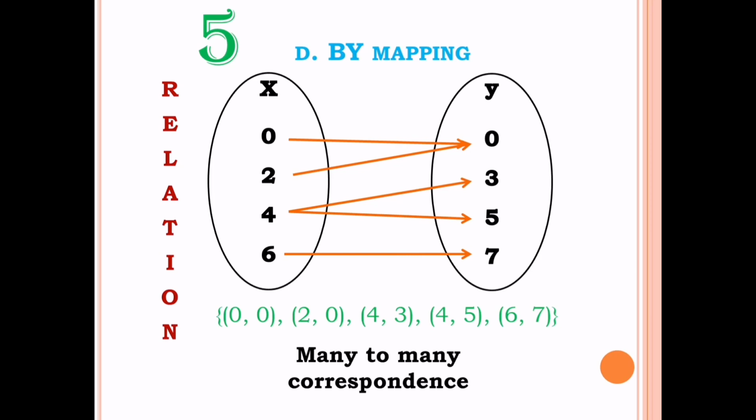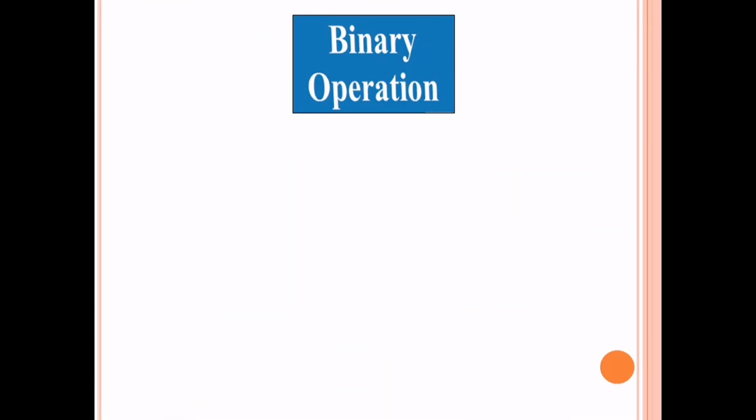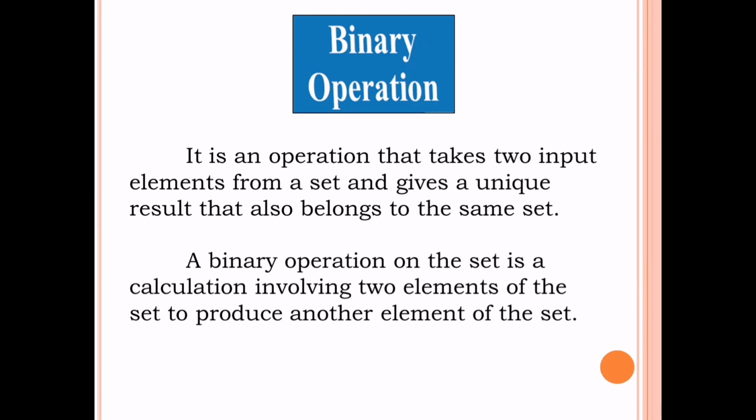I hope everything is clear. Now let us proceed with the last basic concept in mathematics, and we call it binary operation. When we say binary operation, it is an operation that takes two input elements from a set and gives a unique result that also belongs to the same set. Meaning, from the word bi, which means two, we're going to use two elements in a given set to produce another element in the given set. So we call it binary operation.